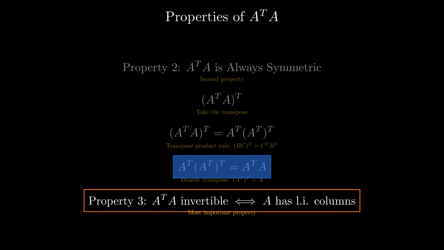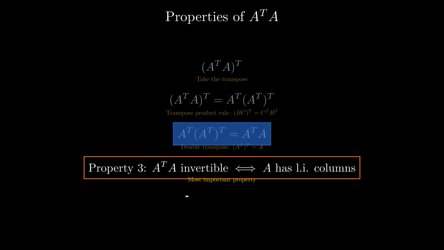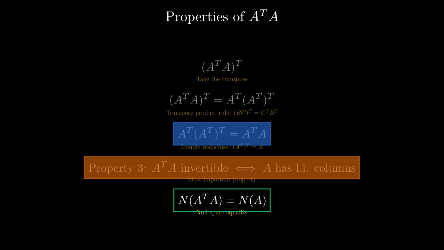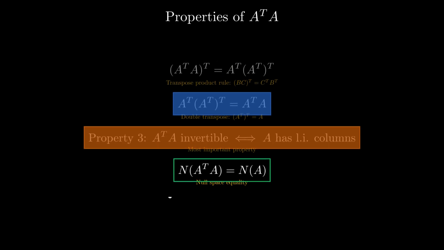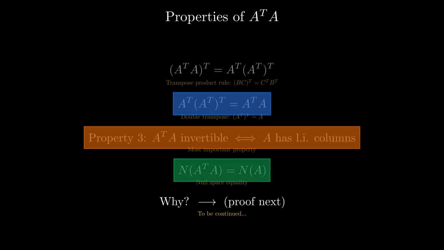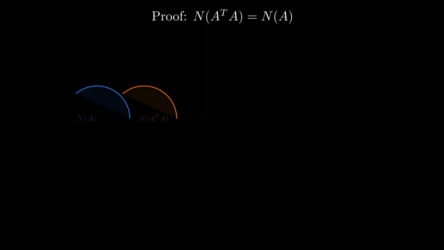Third, and most important, A transpose A is invertible if and only if A has linearly independent columns. This means the null space of A contains only the zero vector. Equivalently, the null space of A transpose A equals the null space of A. This third property needs proof, and the argument reveals something deep. We'll explore that next. The proof rests on one key fact.